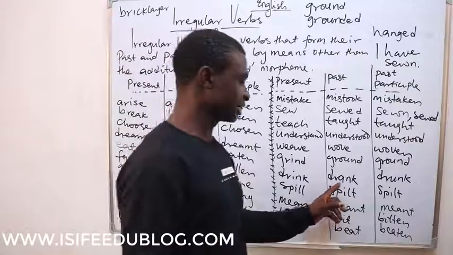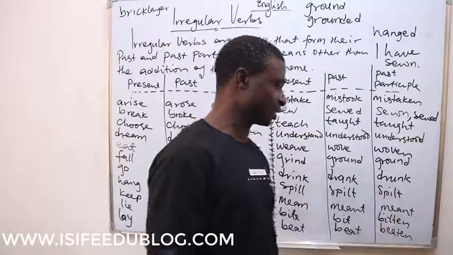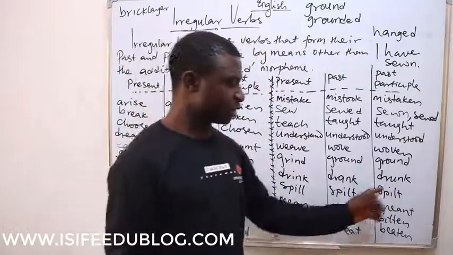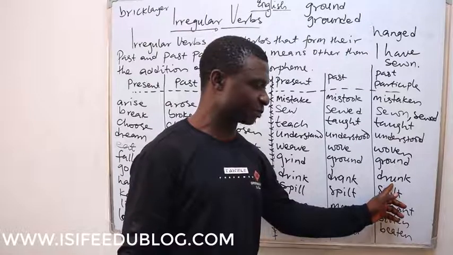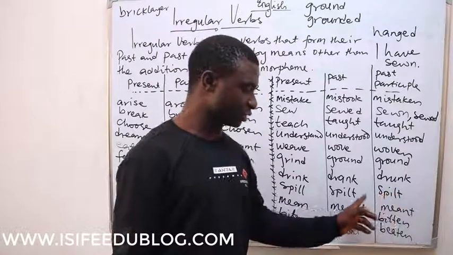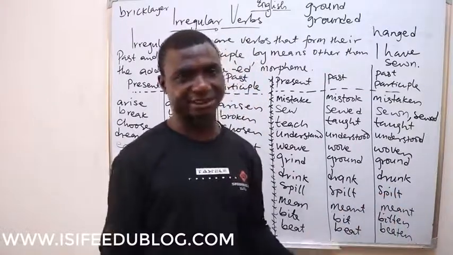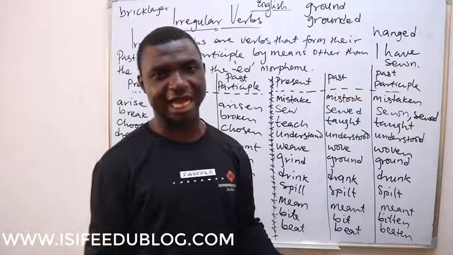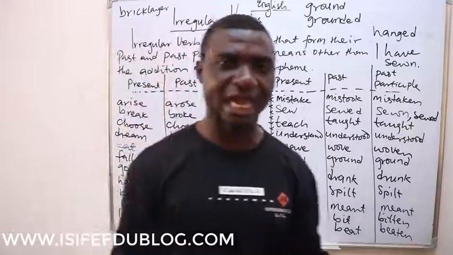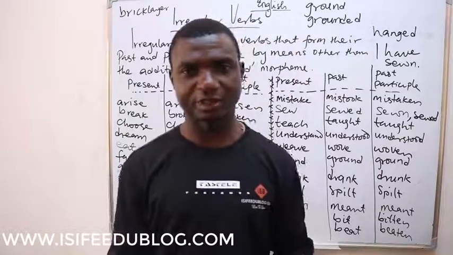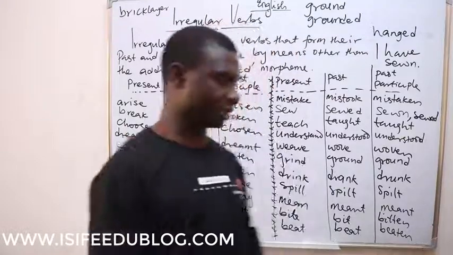Then, this is drink. The past tense is drank. The past participle is drunk. However, most Nigerians are not aware of the past participle form drunk, so they use drank. I have drank the tea. No. Don't say that. Say I have drunk my tea.